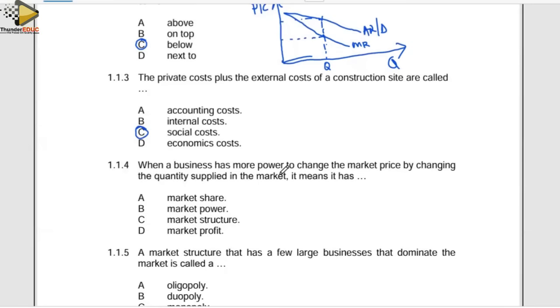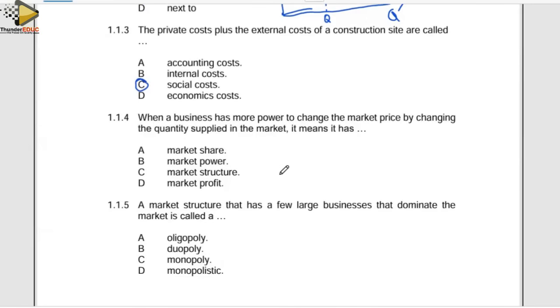When a business has more power to change the market price by changing the quantity supplied in the market, it means it has. What does it have? It has the power to change the market price by changing the quantity. Like what the monopoly does, it can manipulate the price by reducing quantity. It creates an artificial shortage, right, so that it can raise the price. So it has market power. If you have market power, you can manipulate the price because you have the capability of changing what is happening on the market. You change your quantity so that you create a shortage and the price goes up.